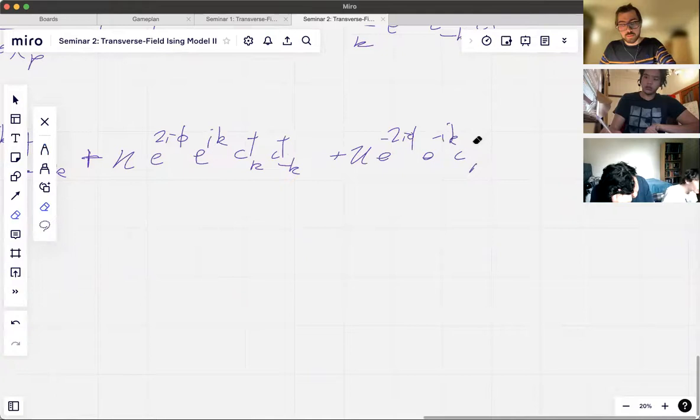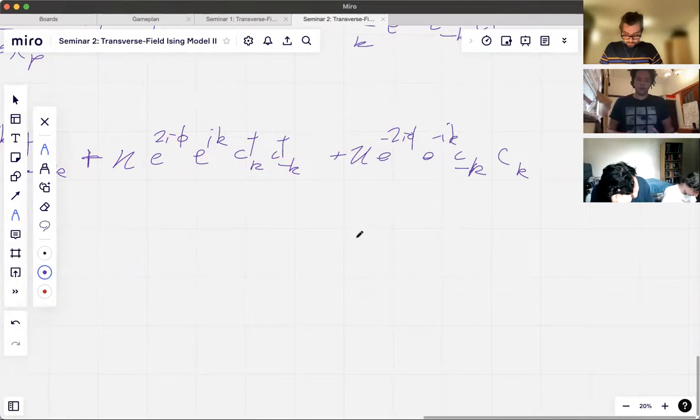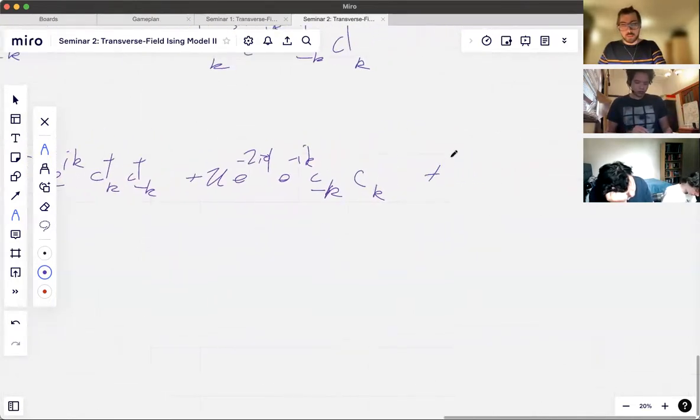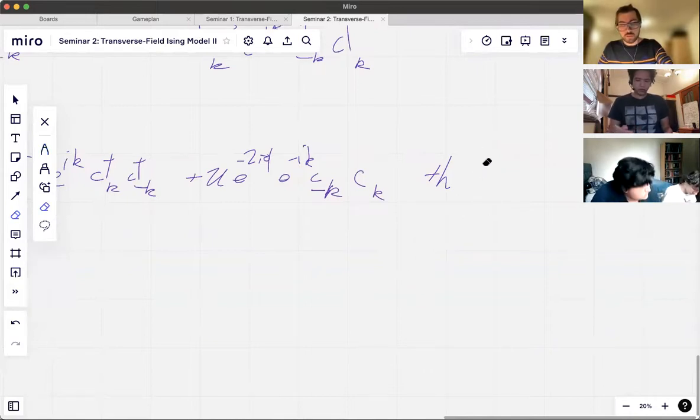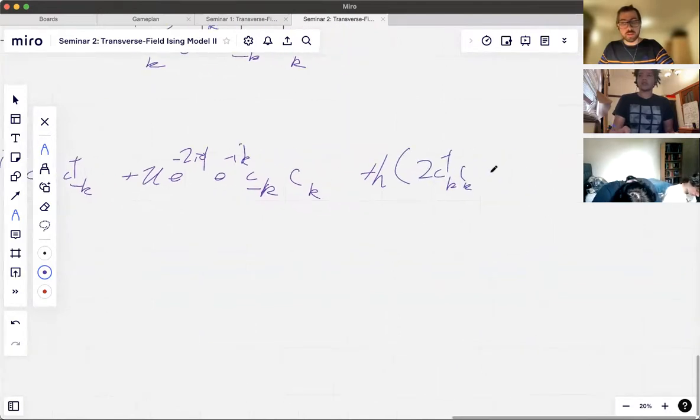Sorry. c_{-k} c_k, where the Hermitian conjugates swap the order of those two. Oh yeah, then plus h. Oh no, it's frozen. Plus h into 2 c†_k c_k minus 1.